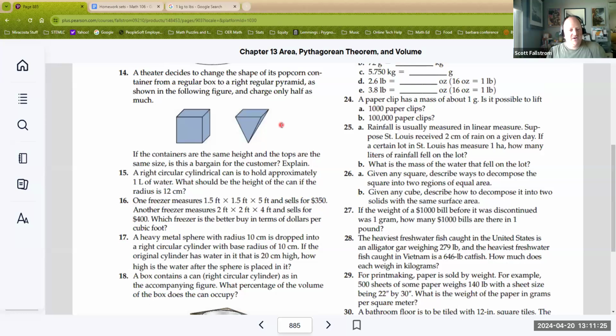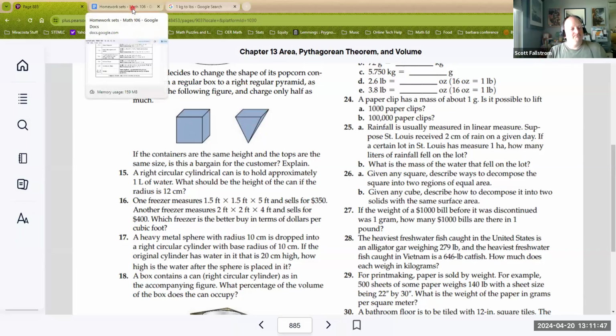Oh, theater. Shape of the popcorn. Notice, please make sure you read this part. The containers are the same height and the tops are the same size. So the square here is the same as the square there. They're charging you half as much. Is it a deal? Is it a bargain? Which one do you get more for your money? Not more total, just more per dollar.